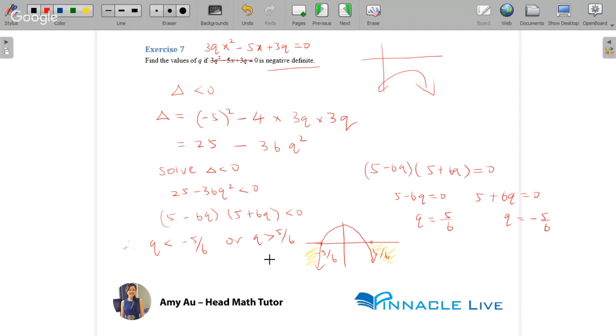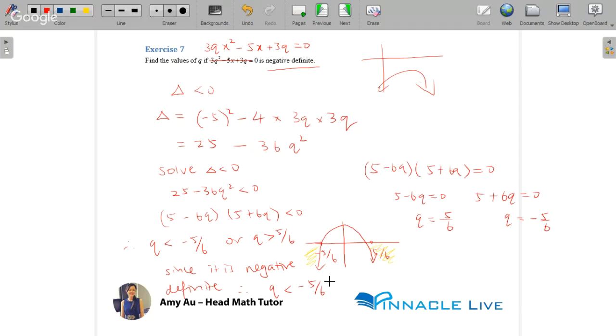All right, but we want negative definite. Negative definite means your leading coefficient should be negative, which can only happen when q is negative. So since it is negative definite, therefore q is less than minus 5 on 6. And that is it.